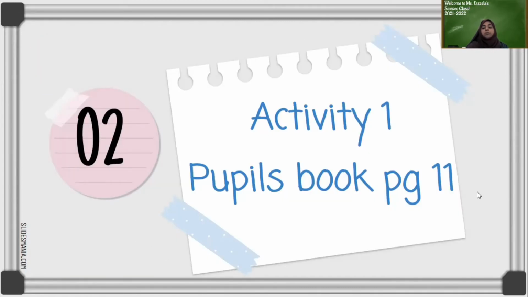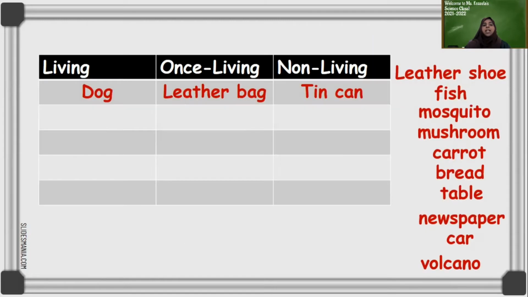Now open your pupils book, page 11. Let's do the activity. In this activity, you're going to divide the pictures or the items given into living, once living, and non-living. So 3 of them have been done for you, right? Now let's look at the next one. A is dog, it's done. Now B is a leather shoe. Where does leather shoe belong? Yes, once living, because leather is made from the skin of dead animals, right?